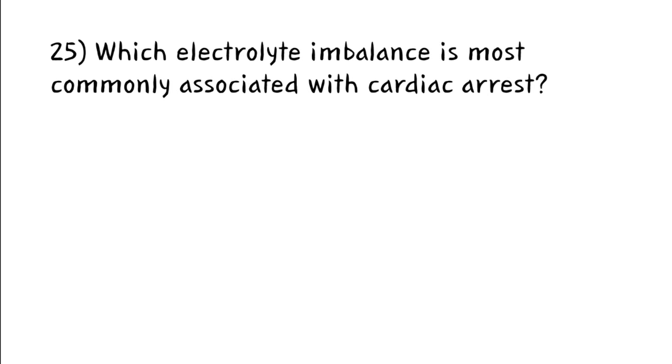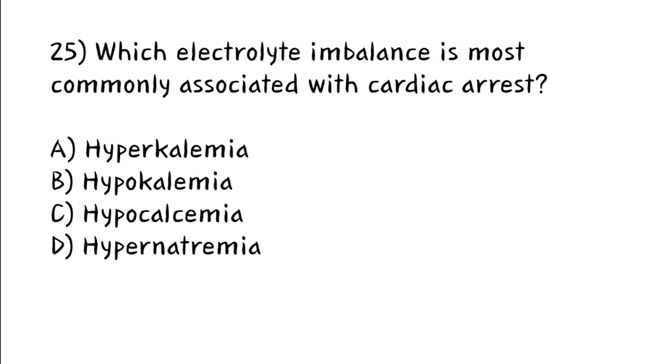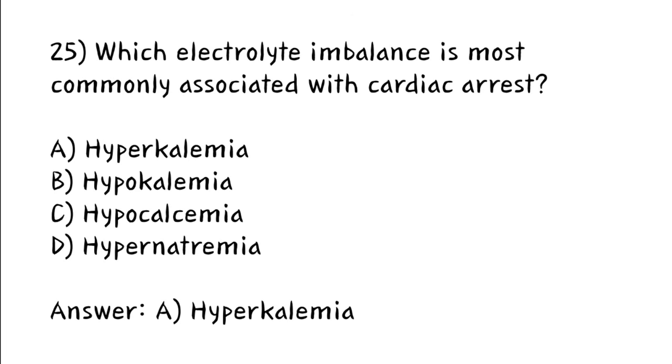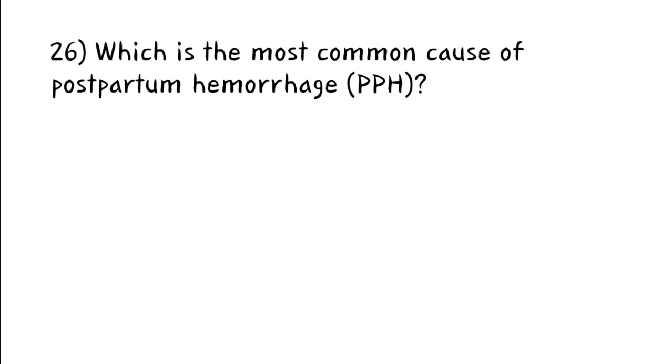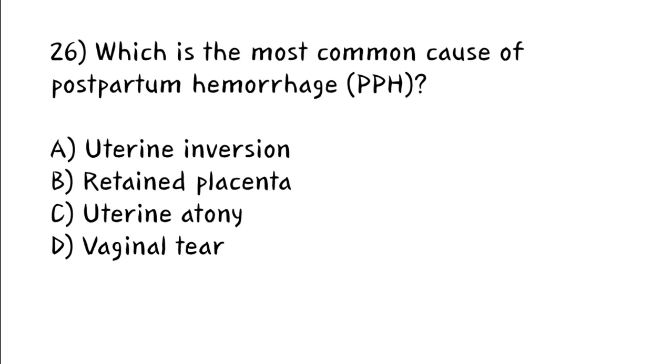Which electrolyte imbalance is most commonly associated with cardiac arrest? Hyperkalemia, hypokalemia, hypocalcemia, hypernatremia. Correct answer is option A, hyperkalemia. Which is the most common cause of postpartum hemorrhage? Uterine inversion, retained placenta, uterine atony, vaginal tear. Correct answer is option C, uterine atony.